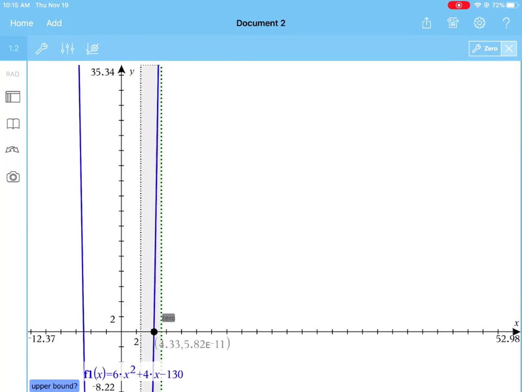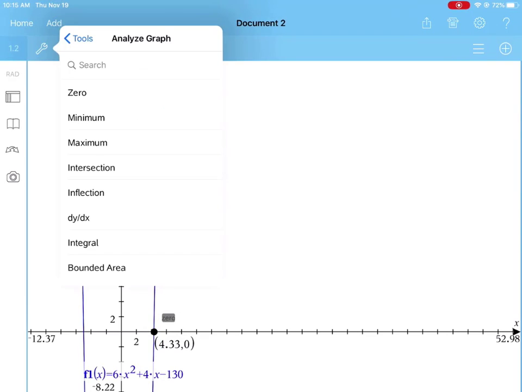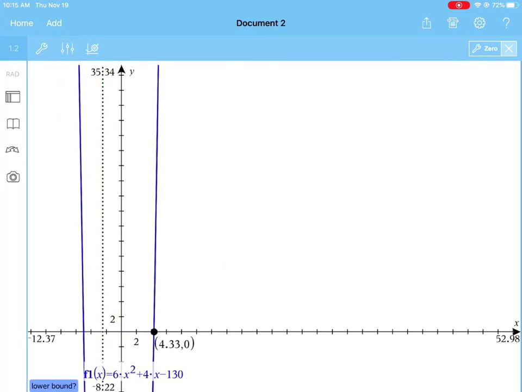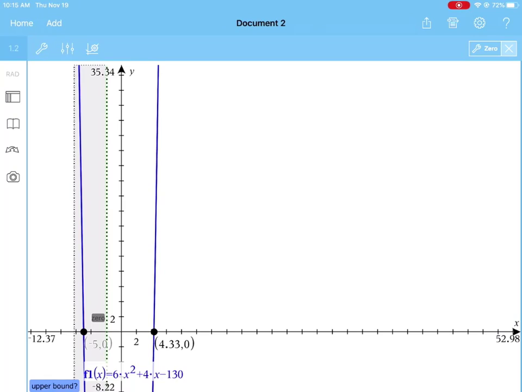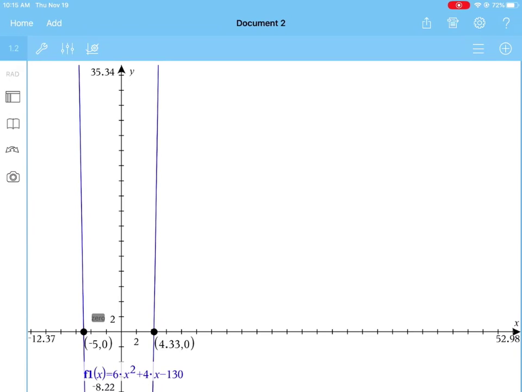I chose to do my one on the right first. And you see how it says 4.33, comma, 5.28 e to the negative 11. That 5.28 e to the negative 11 is just another way of saying 0. So this is at 4.33, comma 0. Now let's do our second one. We're going to do the same process. We're going to highlight the material inside the zero. And it tells me this is at negative 5, comma 0. So my two zeros that came from this problem are at negative 5 and positive 4.33.